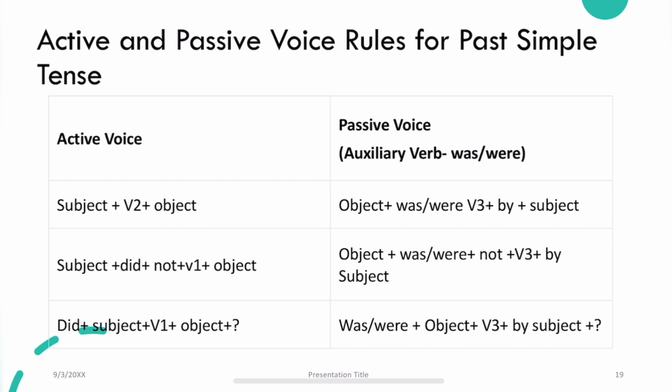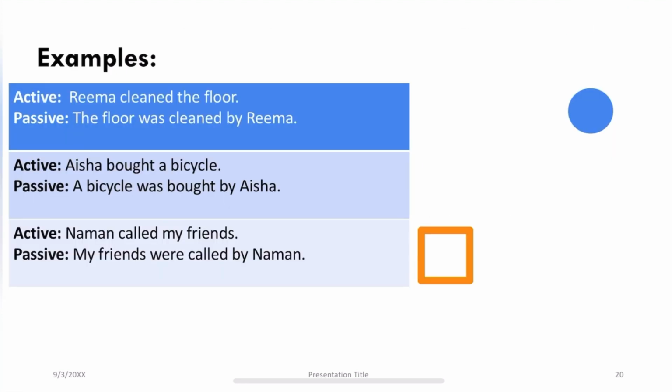The last but not the least is interrogative. It is did plus subject plus first form of the verb plus object and then a question mark, that is necessary. And after changing it, the structure will be was/were plus object plus third form of the verb plus by subject and then a question mark. So let's take a look at its examples.